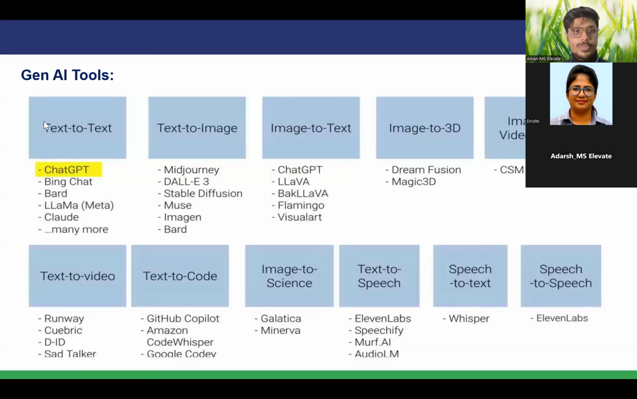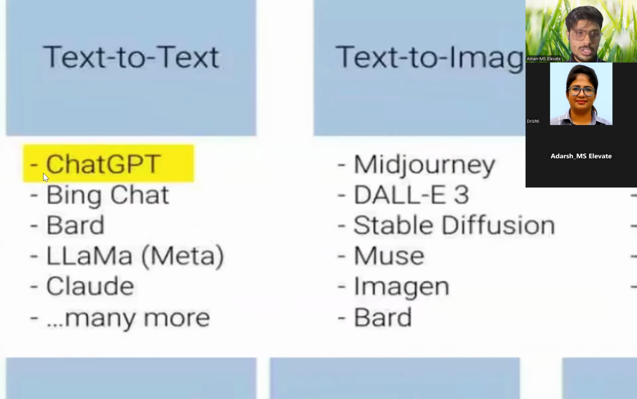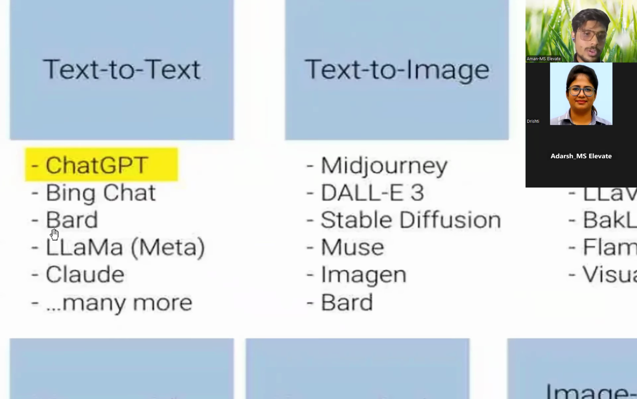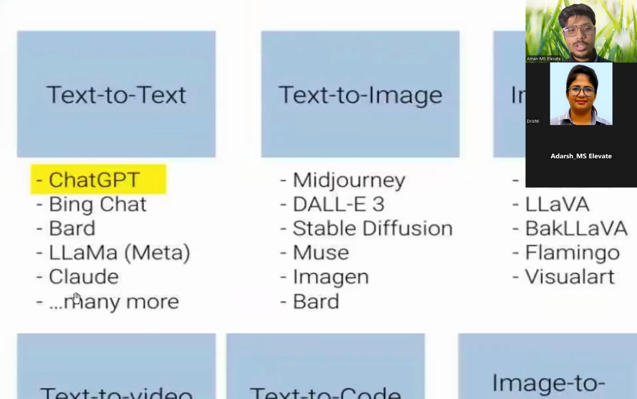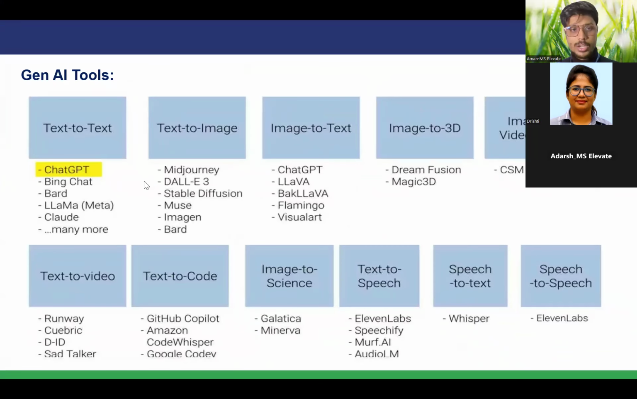Okay. So these all are Gen AI tools: text to text, text to image, image to text, image to 3D, image to video, text to video, text to code, image to science, text to speech, speech to text, and speech to speech. So all these are different LLMs that you can simply explore. You can simply type any one of them. You all know GPT. Some of you might know Llama as well. Some of you might know Claude as well, Dolly, Imagen, 11 Labs.